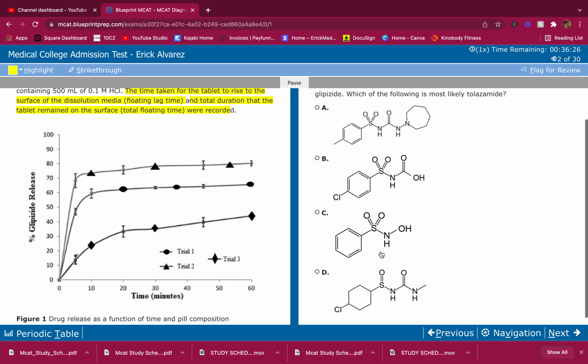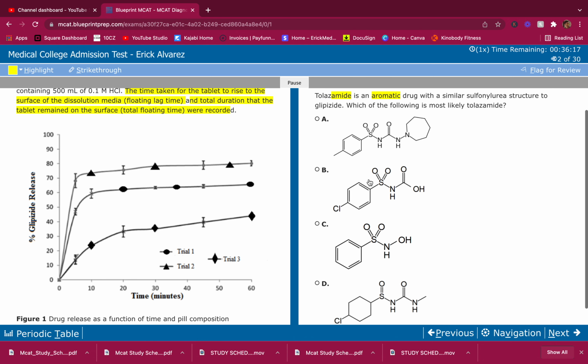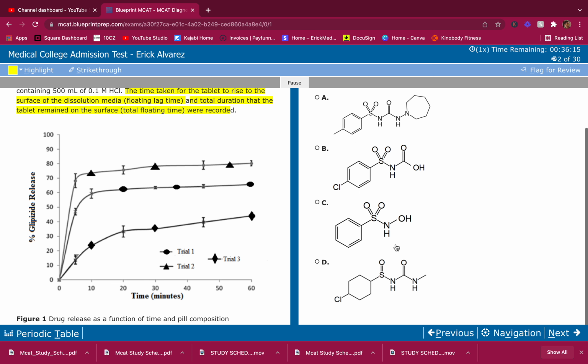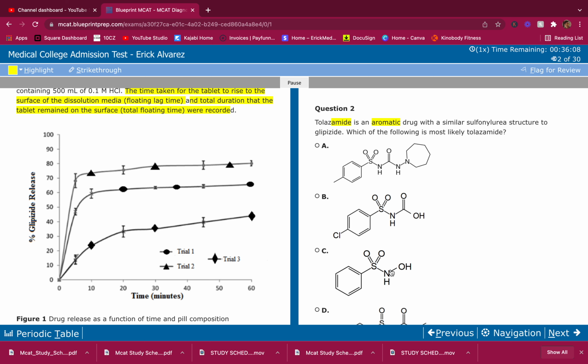Well, this one's not aromatic. Okay, aromatic has to have conjugation, which is double bond, single bond, double bond, single bond, double bond, single bond. Okay, amide. I'm looking for an amide group. Is there an amide here? Yes, but it's not aromatic, so I'm going to get rid of D. Is there an amide? No, there's no amide here. Okay. Is there an amide? Yes, there is an amide right here. Okay, is it aromatic? Yes, it's aromatic.